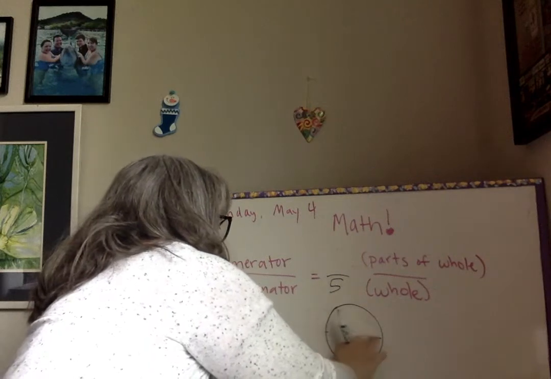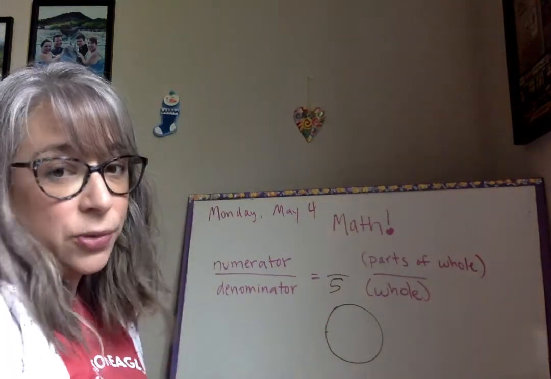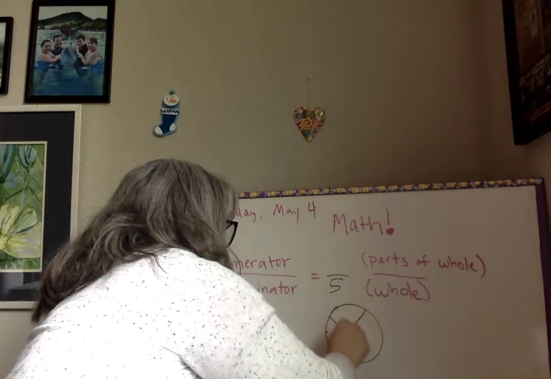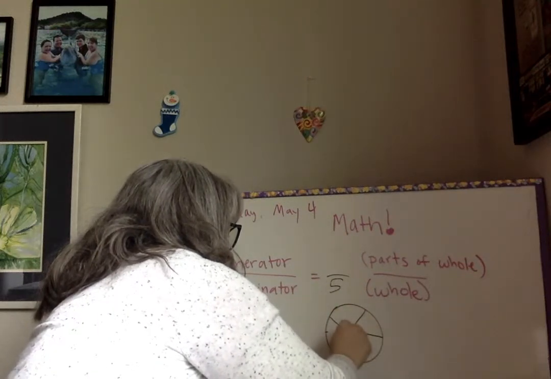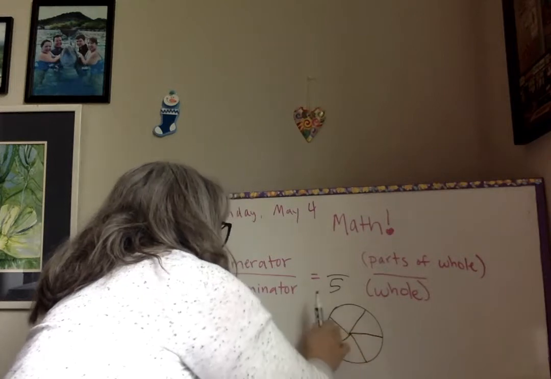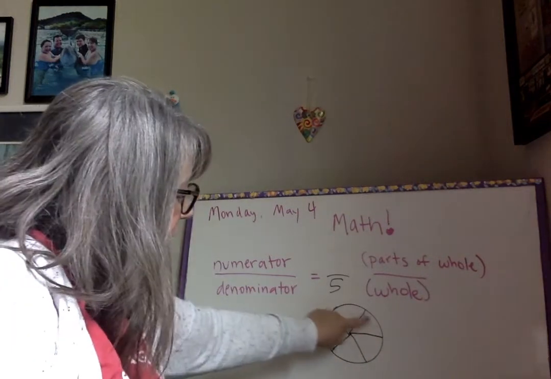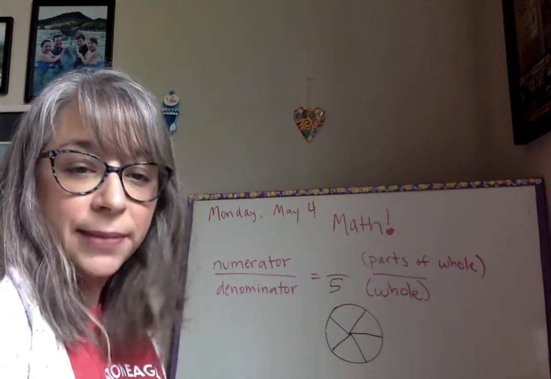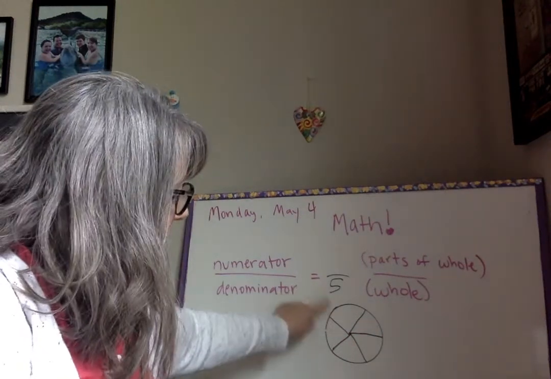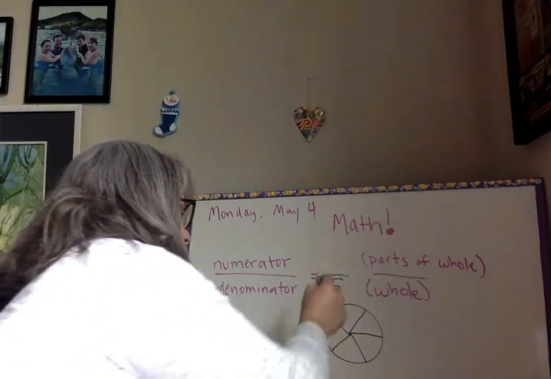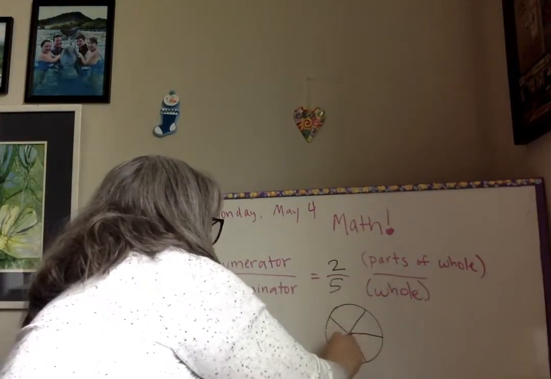All right? And so my drawing's really going to be off, so it's really not going to be equal parts, but that's okay. I'm going to try my best. 1, 2, 3, 4, 5. All right. So 1, 2, 3, 4, 5. Not bad. So our whole is 5. Our 5 parts are to our whole, and let's make it 2 fifths.